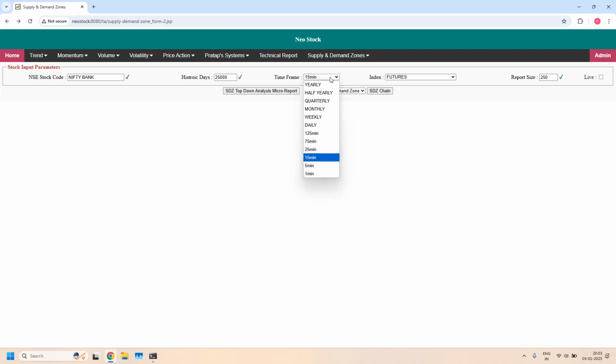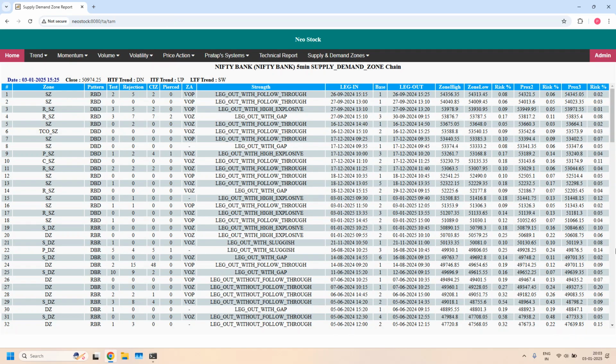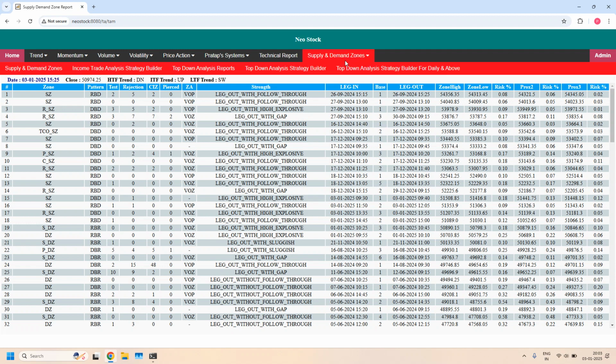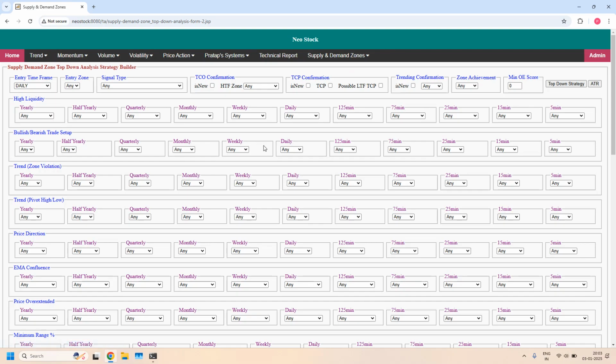Next, 5 minutes supply demand zone chain for Bank Nifty. So we have completed Bank Nifty supply demand zone chain. Next reports are about bullish and bearish trade setups for monthly, weekly, daily income trades.